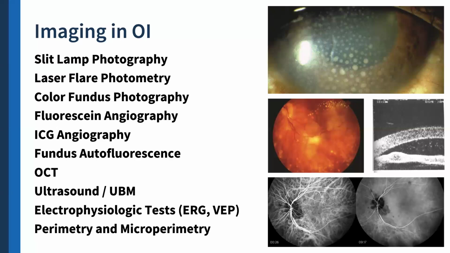So we use several modalities, things as simple as slit lamp and color fundus photography, and increasingly being used nowadays are things like fundus autofluorescence, electrophysiologic tests like ERG and VEP, microperimetry, ICG is now increasingly being used, but shall we say, the kingpin of all of these imaging techniques would still be fluorescein angiography.